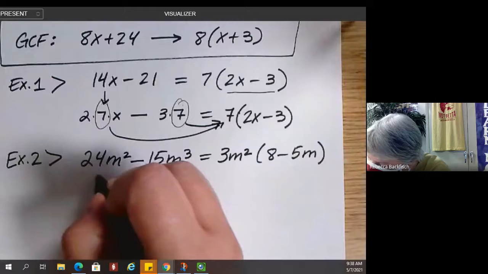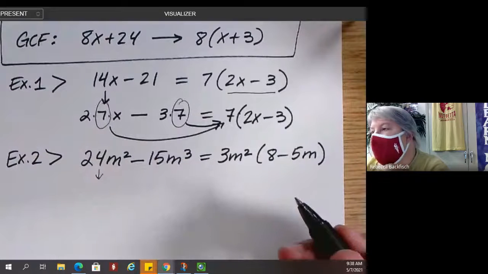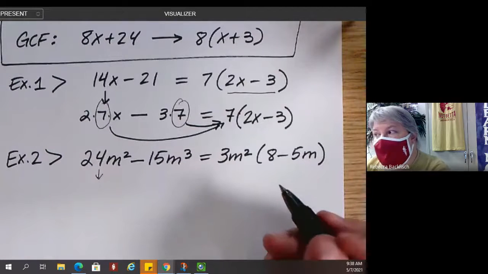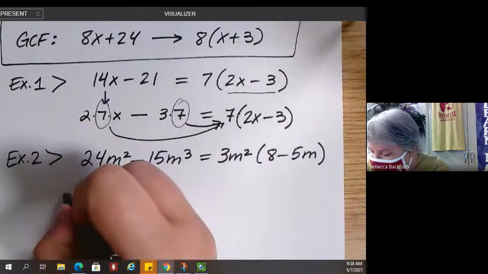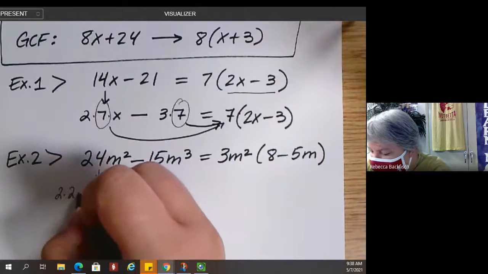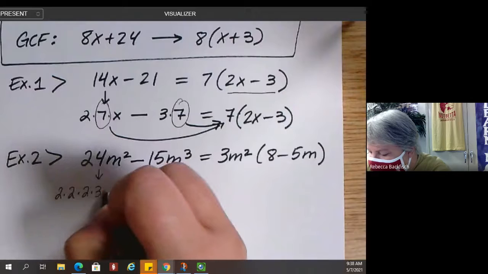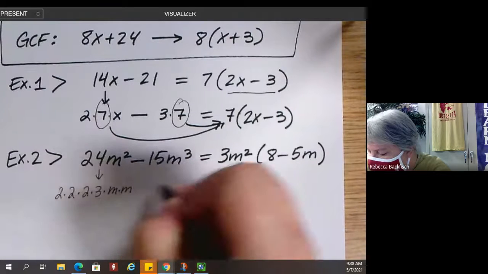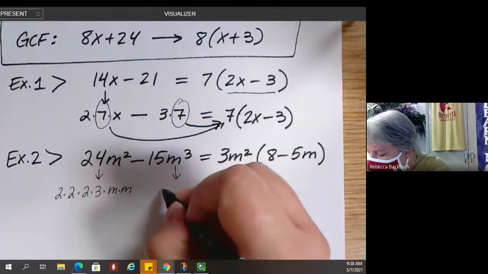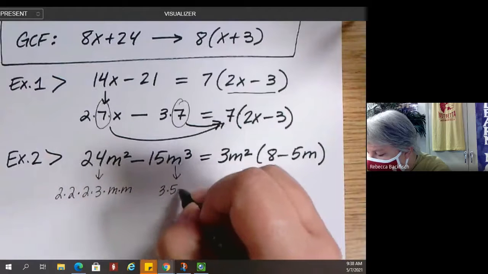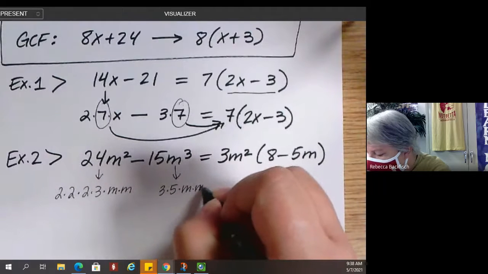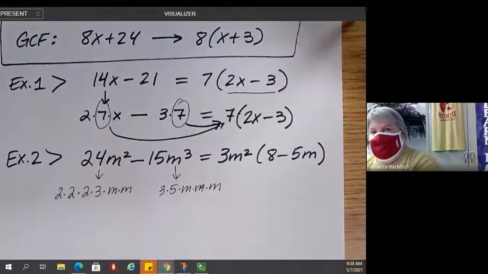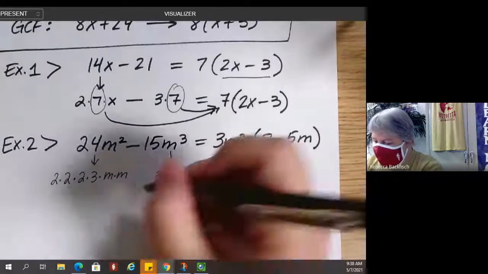So 24 is 4 times 6. And both of those can be broken down further. So I'm going to say that's 2 times 2 times 2 times 3. That's the prime factorization of 24. And this is 3 times 5 times m times m times m. And there's a minus between them.